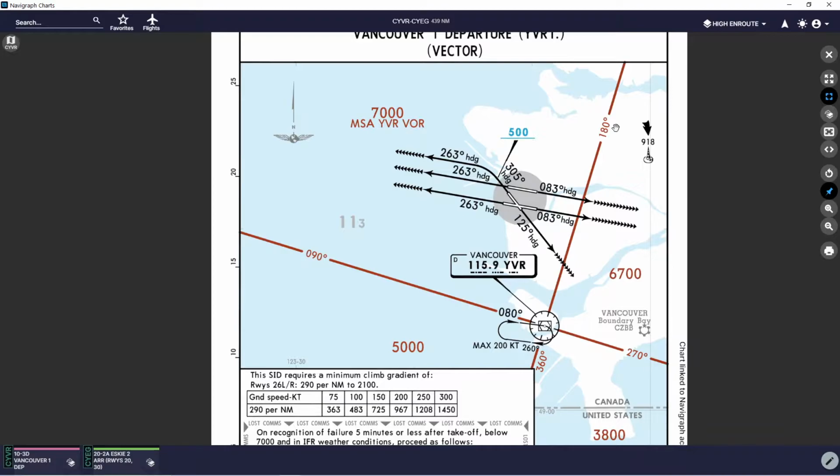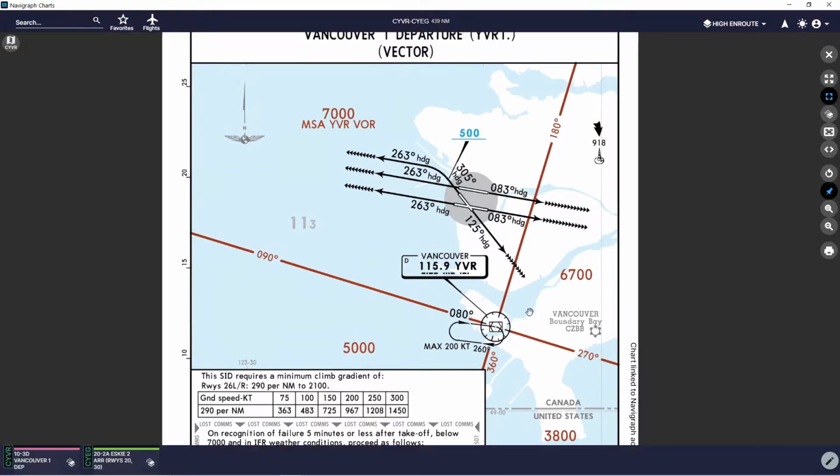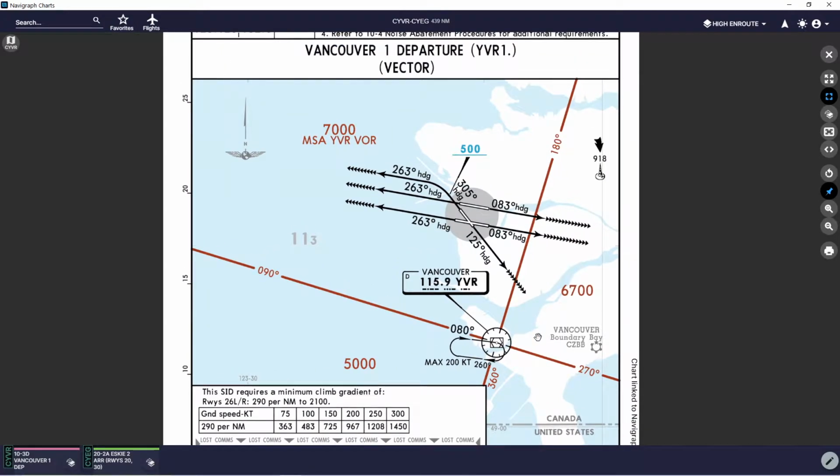Now, the reason I'm going to say this is we assign this on VATSIM as controllers, and the SID gets misflown about 75% of the time somehow. People get the impression that they can just turn directly to the Vancouver VOR in this case. And you'll see that that's actually incorrect because it's a vectored SID. I'll show you why in a moment.